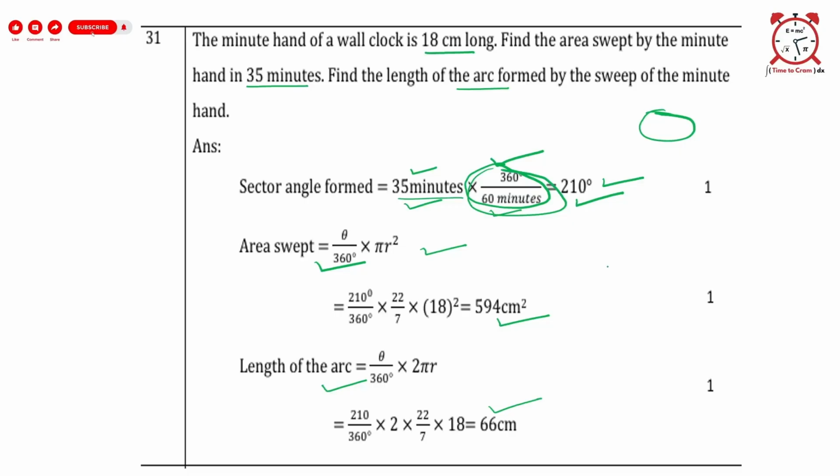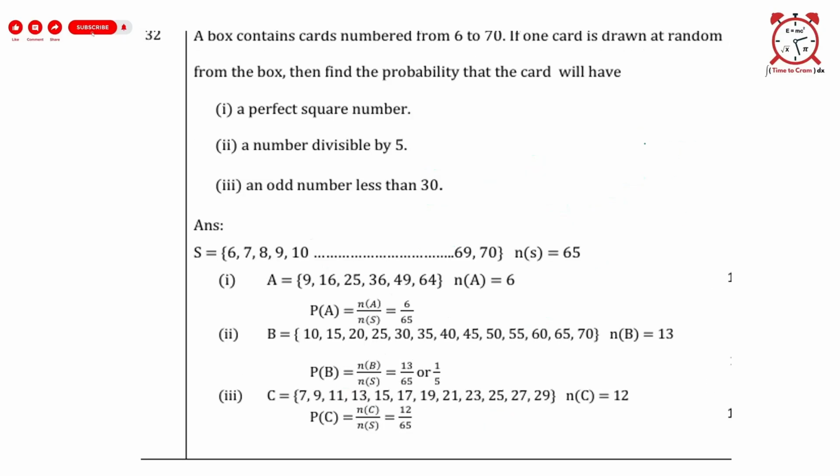Let us go for the next question. This is from probability. A box contains cards numbered from 6 to 70. If one card is drawn at random from the box, then find the probability that the card will have a perfect square number, a number divisible by 5, an odd number less than 30.